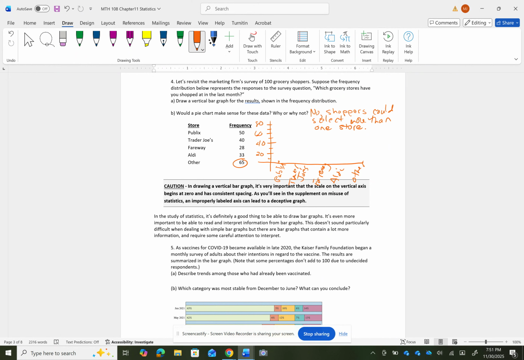And then other was 65, so if that's 60 and that's 70, 65 would be halfway between those two, and I would make my bar hit that height. Okay, so you can look at a better one or imagine doing a better one, where the bars are more straight and even. But that's the gist of drawing a vertical bar graph.